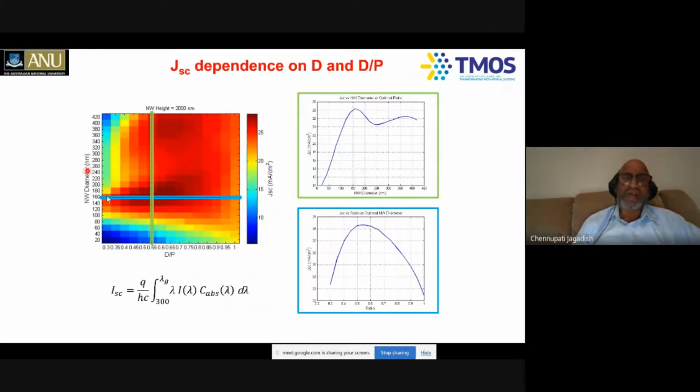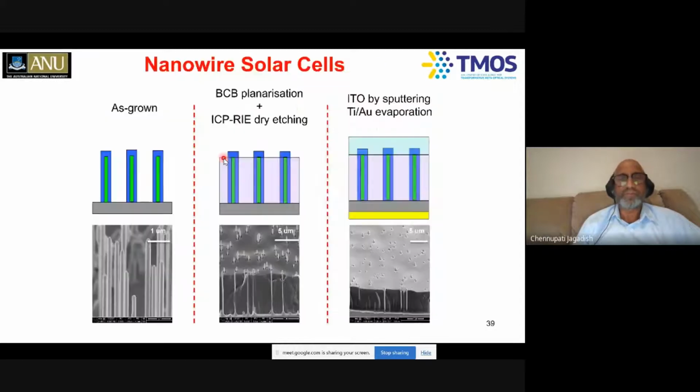We've also looked at the diameter of the nanowires, and typically you need to have somewhere between 150 or 160 nanometers, for example. Diameter to pitch ratio should be around 0.5 to 0.6 or so. You can see the peak is somewhere here. And again, these simulations are really playing an important role in designing the nanowire solar cells, for example.